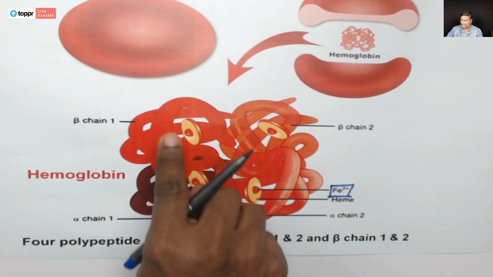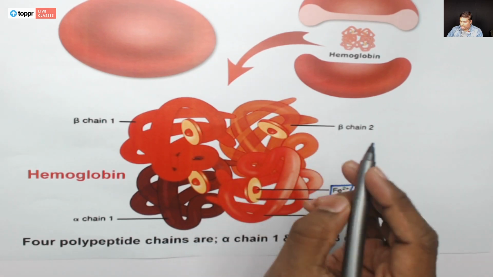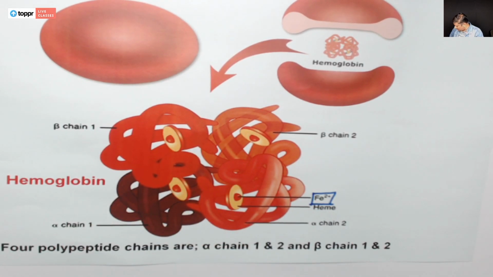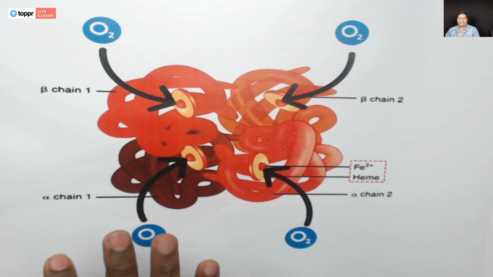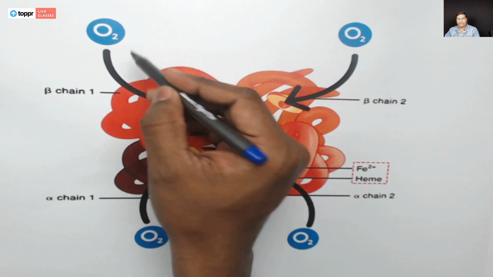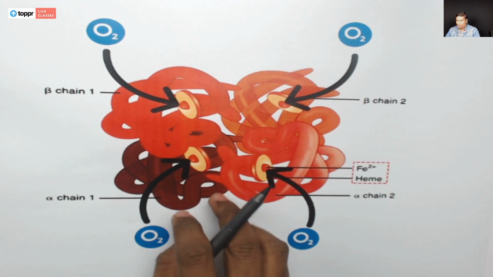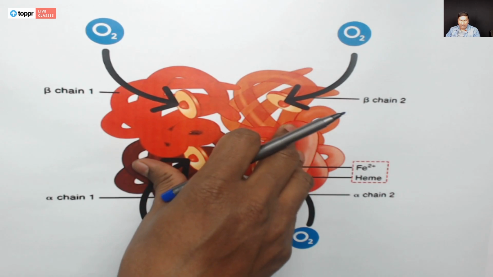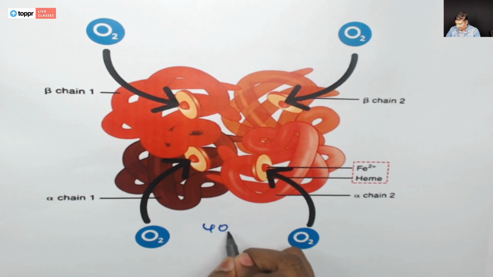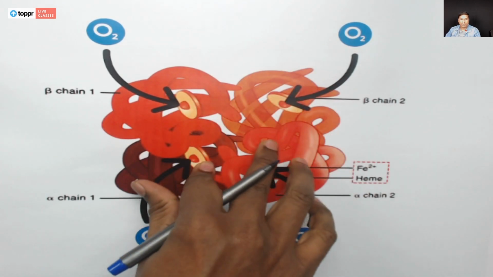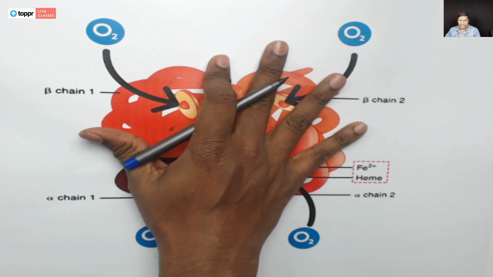Okay, you have one iron atom in each of these heme molecules, and each of these iron atoms can hold a single oxygen atom. So the total binding capacity of a single hemoglobin molecule is 4 oxygens. A single hemoglobin molecule can actually bind 4 oxygen molecules.